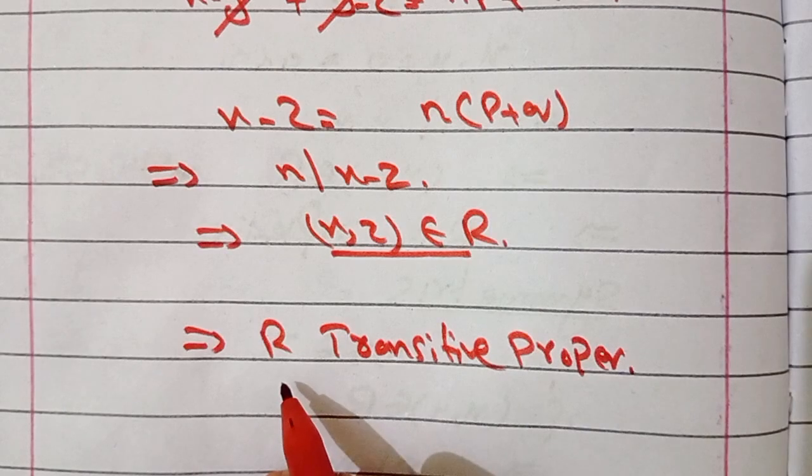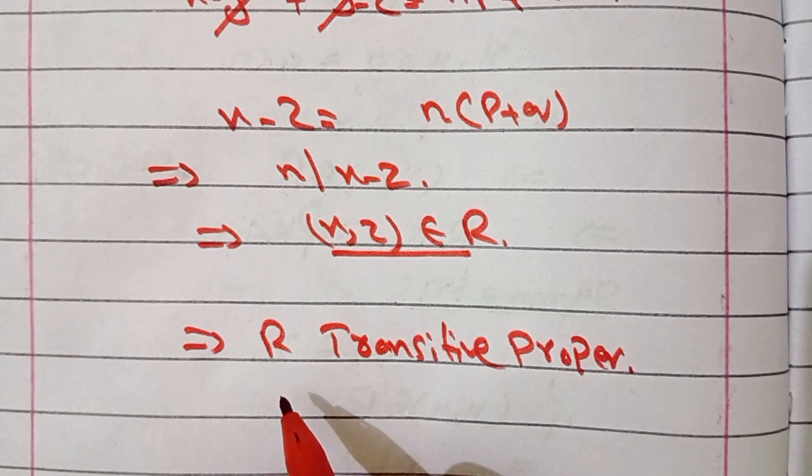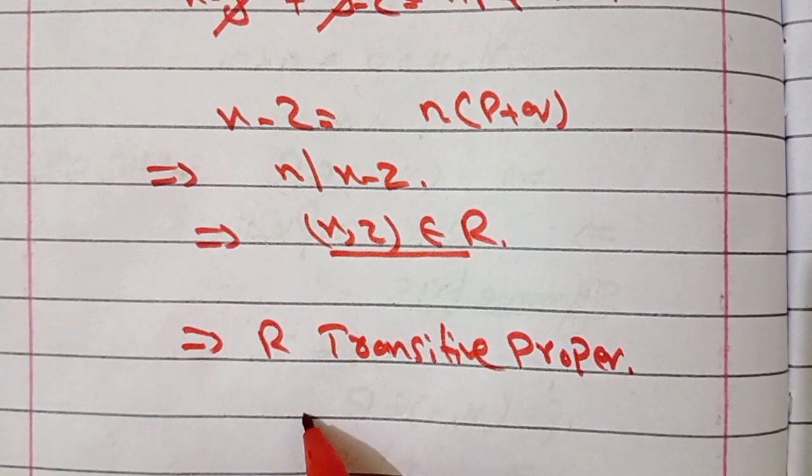So the relation R satisfies the reflexive, symmetric and transitive properties. It means R is an equivalence relation.